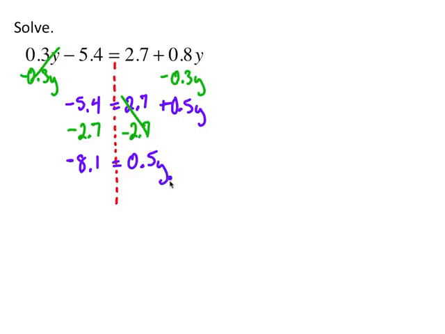To get this variable all by itself, when you have a number right next to a variable, that means multiply. So the opposite of multiplying is dividing. So we divide both sides by 0.5. 0.5 divided by 0.5 is 1. So it's just 1y equals, and negative 8.1 divided by 0.5 is negative 16.2. And that is our final answer.